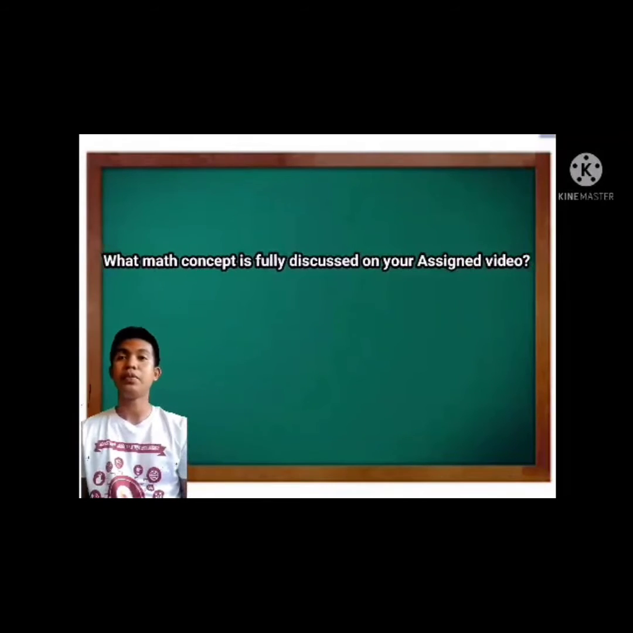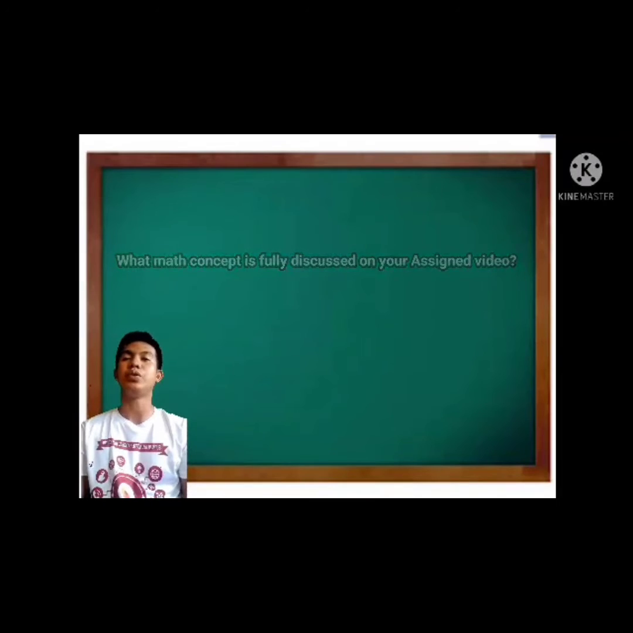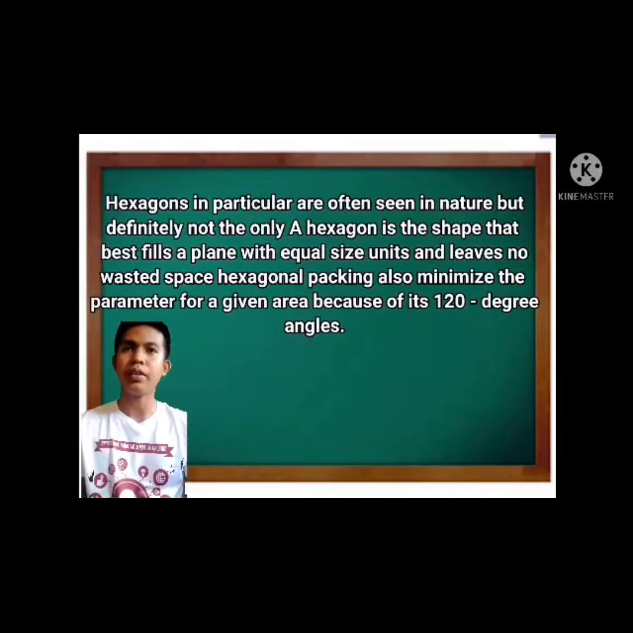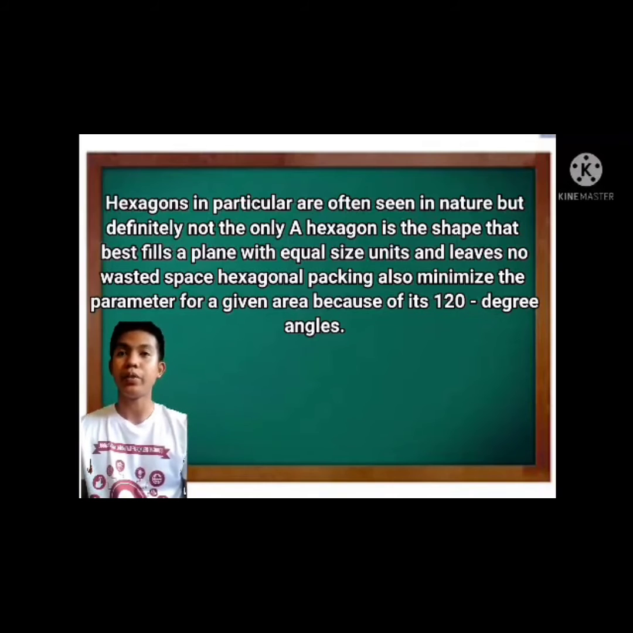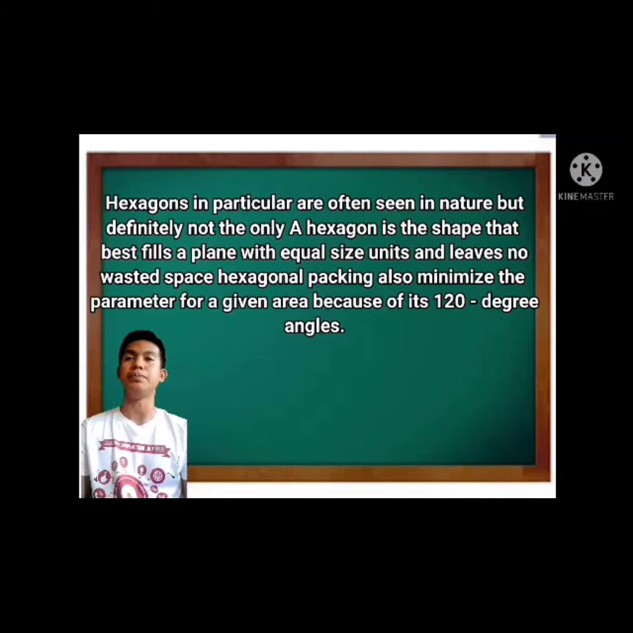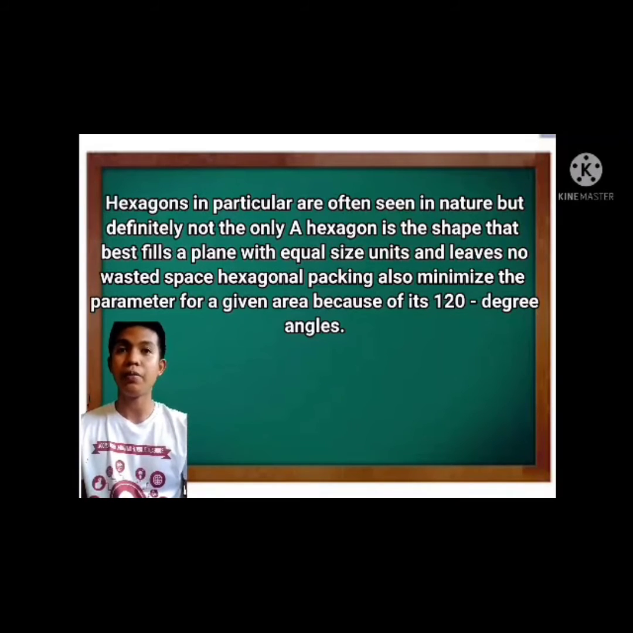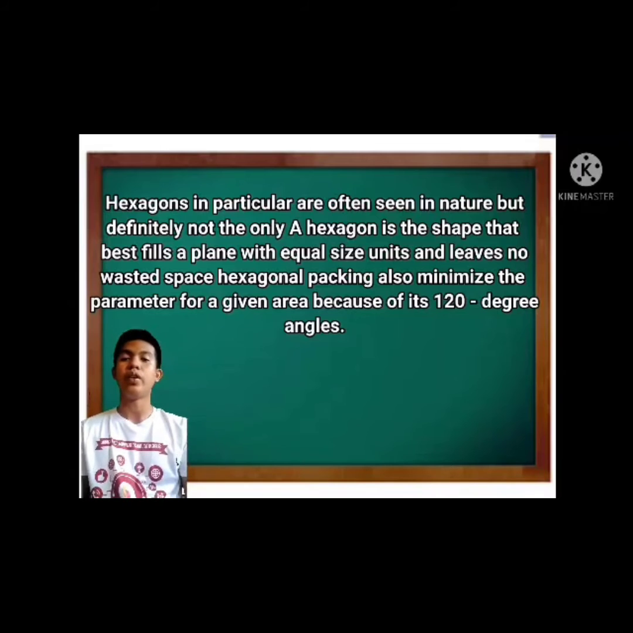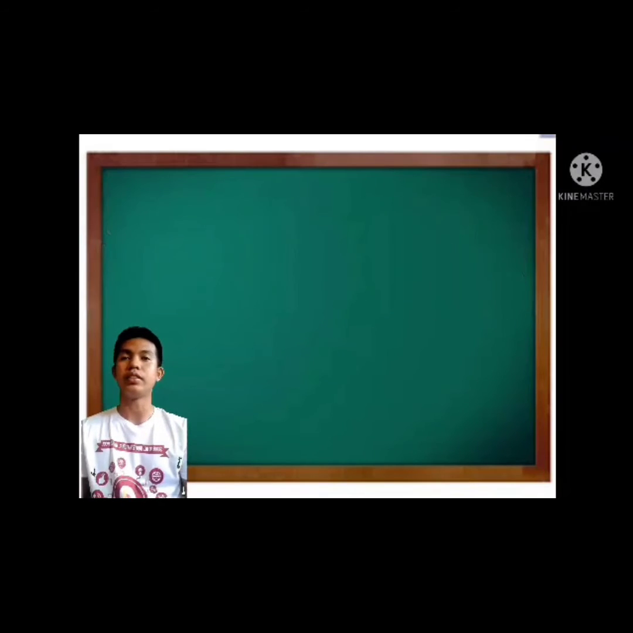What math concept is fully discussed in your assigned video? It is all about hexagons, in particular things seen in nature, but definitely not the only ones. The hexagon is a shape that fills a plane with equal-sized units and leaves no wasted space. Hexagonal packing also minimizes the perimeter for a given area because of its 120-degree angles.